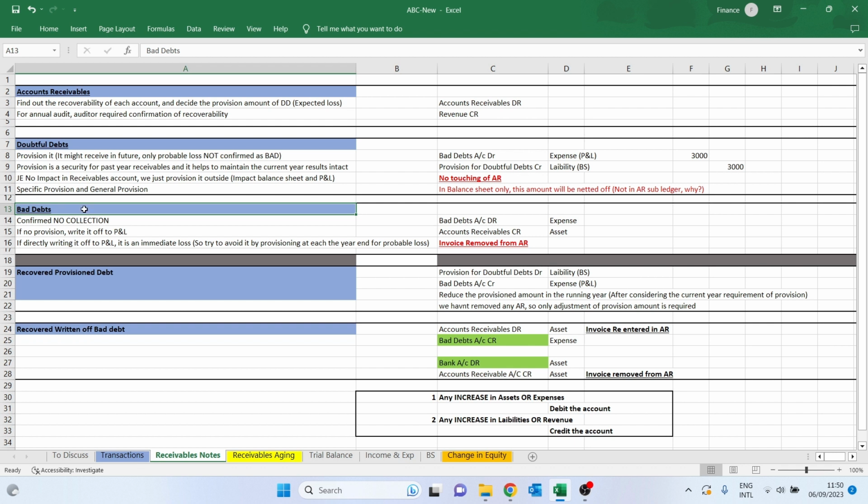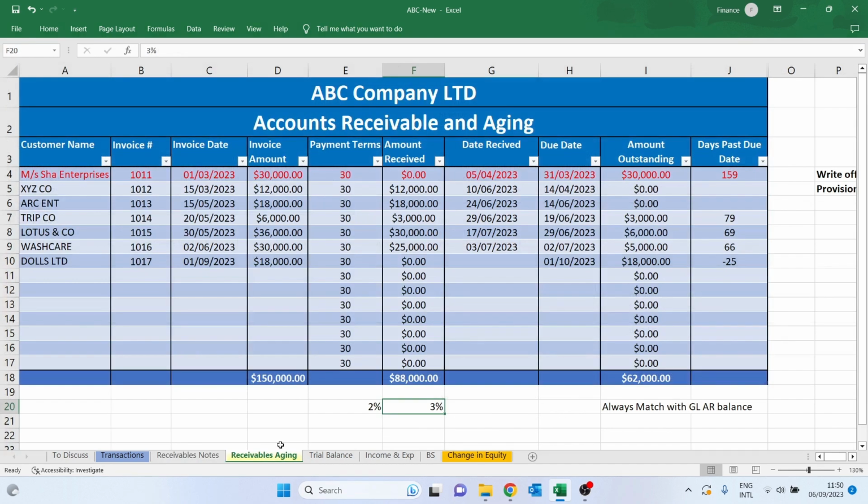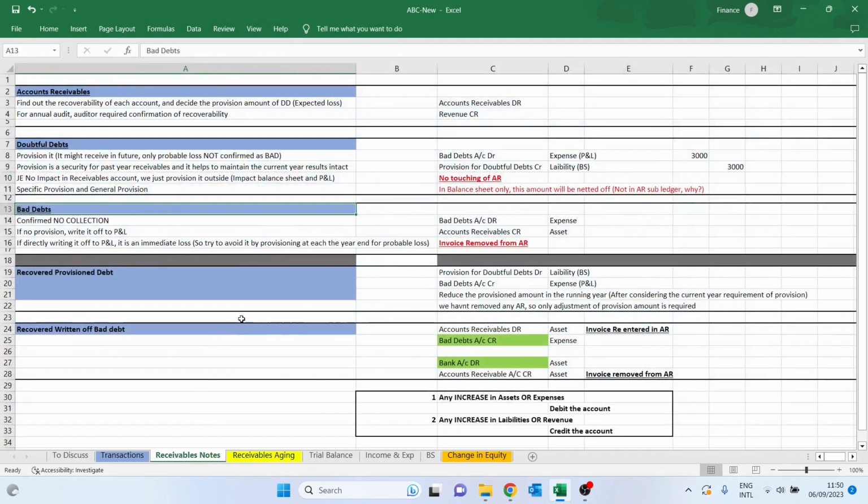So the only option here is to approach the lawyer and forward the case to the lawyer with all the required documents and let them follow up. So how will we book the bad debt? In the receivable ageing, we have already discussed this 30,000 is a confirmed bad debt that we are not going to collect. So this is the term bad debt, a confirmed bad debt.